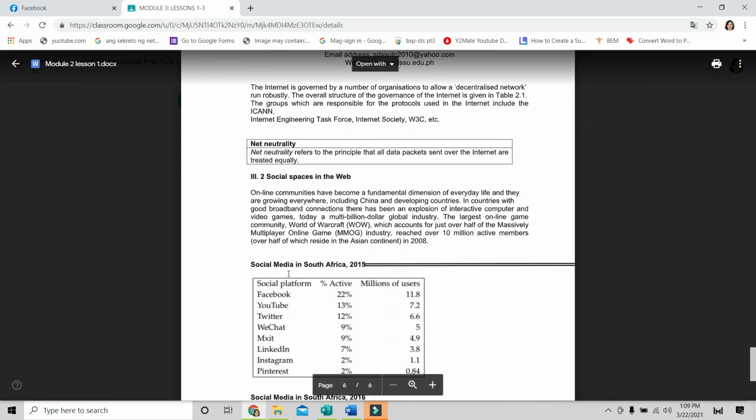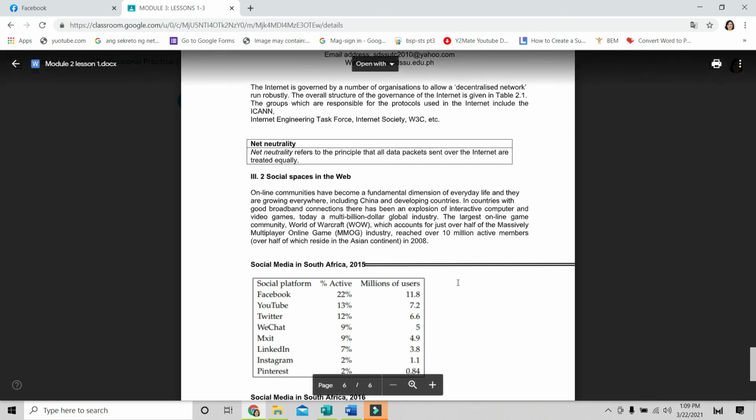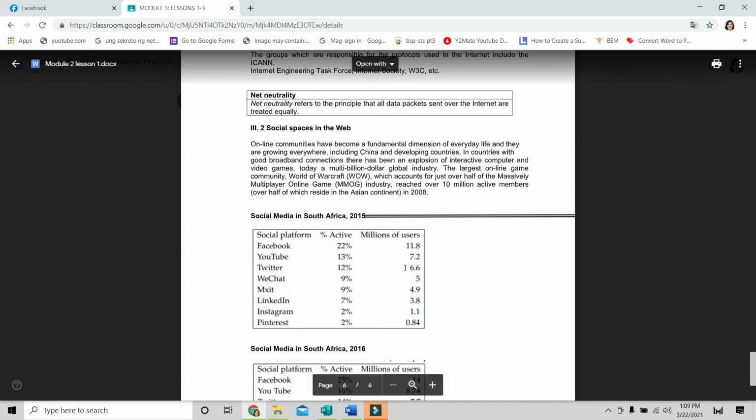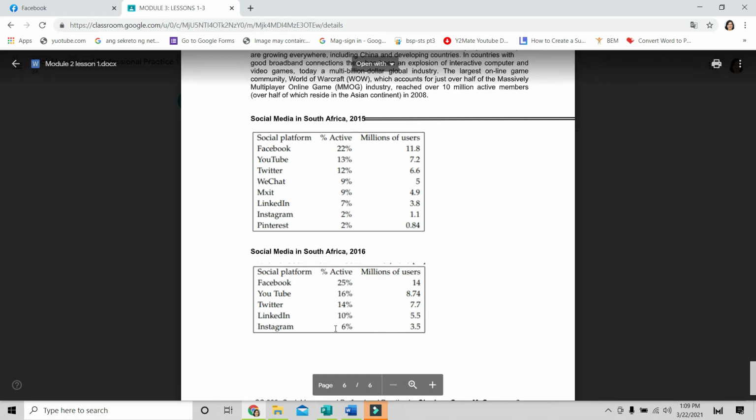This is actually 2015 in South Africa, and they are growing everywhere, including China and other developing countries. In countries with good broadband connections, there has been an explosion of interactive computer and video games. I know you are familiar with this, the World of Warcraft, which accounts for just over half of the massively multiplayer online games. And these are some of the social media being used in South Africa by 2015. Facebook 22%, YouTube, Twitter, WeChat, Mixit, LinkedIn, Instagram, Pinterest. These are the active users, with 22, 13, 12%. And by 2016, Facebook is still number one, YouTube is number two, Twitter, and LinkedIn is included in the top five already.